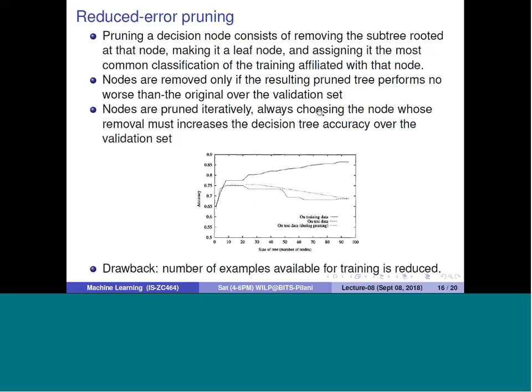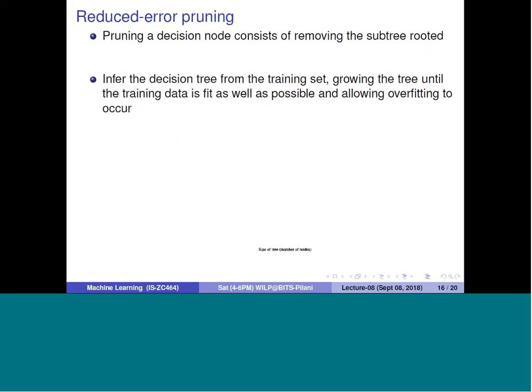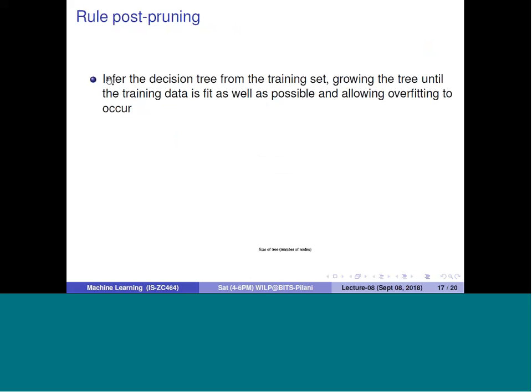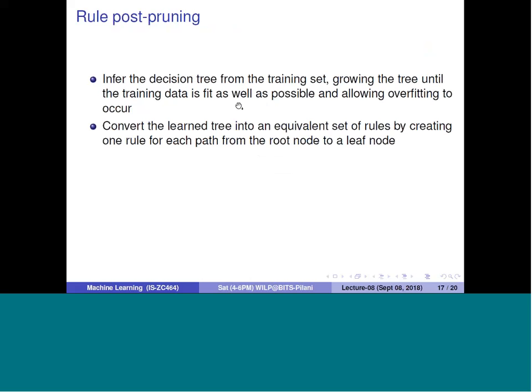So we have seen this, and another approach is very important and very basic. It says: infer a decision tree from the training set. Given the training data, you build the decision tree that is fully overfitted, all possible overfitting is allowed, and then you convert the tree to rules, meaning the equivalent set of rules.